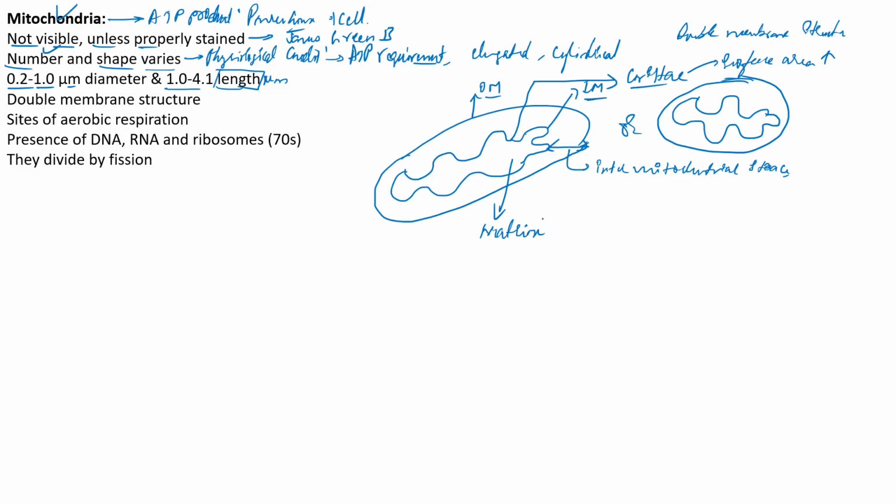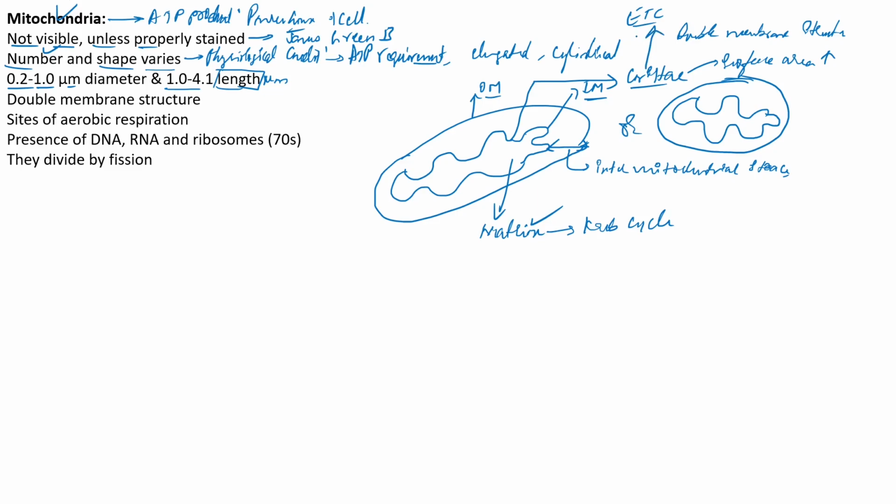Even the matrix is also involved in the aerobic respiration process, for example, the Krebs cycle. The site of the Krebs cycle is the matrix. However, the next part of aerobic respiration is the electron transport chain, or electron transport system. The enzymes required for the electron transport system are mainly present in the inner membrane, or the cristae itself.